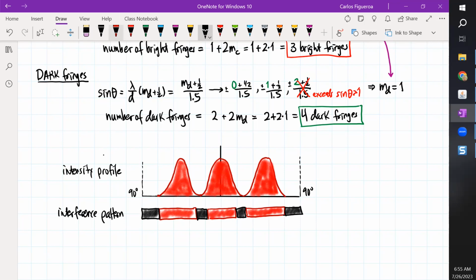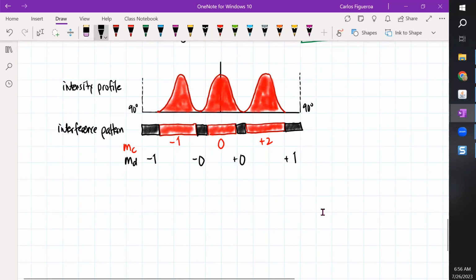So now I can come in and put my m_c values. So here's m_c, and then here's m_d. If I put them in, this guy's going to be 0. This will be -1 plus 1. That tells me my 3 fringes. Now for the dark fringes, here's my -0, my -1, my +0, my +1. That's my pattern. So now let's go check this with the applet.